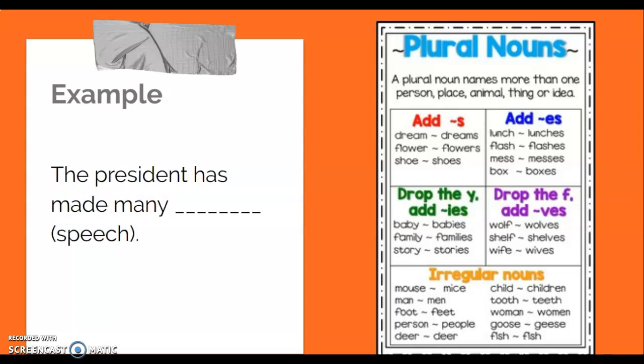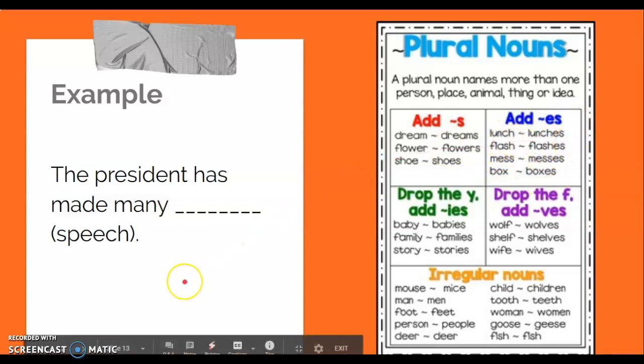The president has made many blank. All right, so I have the word speech. That's the singular noun. I need to make this plural. Well, it ends with a CH. I remember that being over here, like the word lunch, that ends with a CH. You add ES. Speeches.